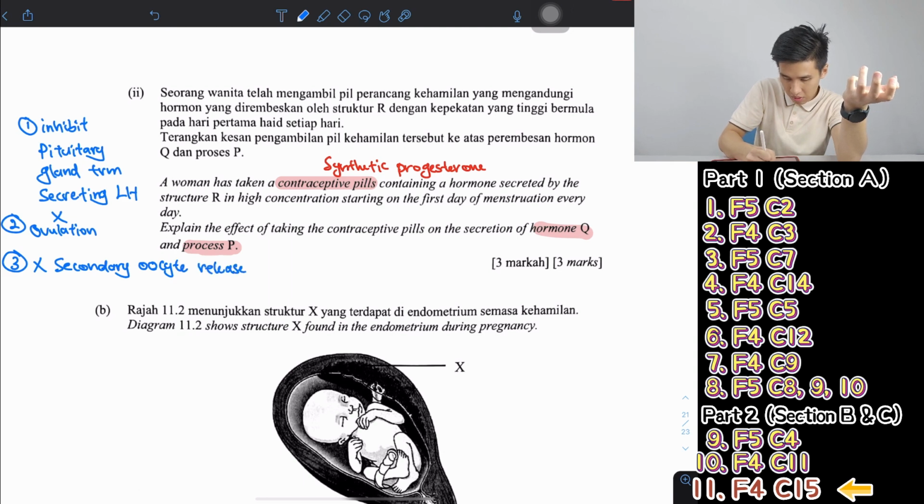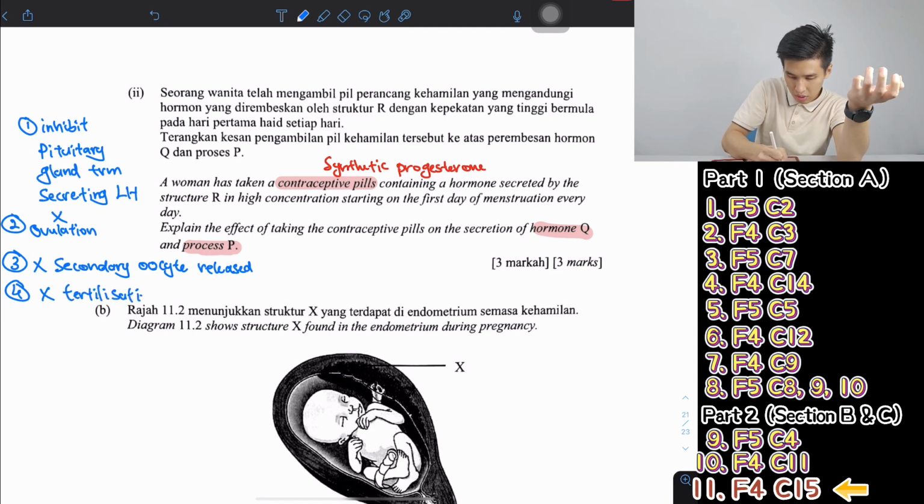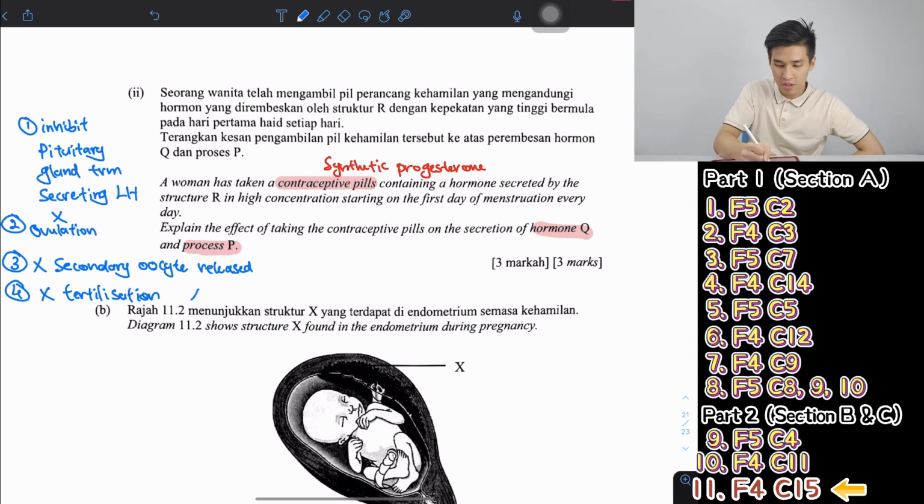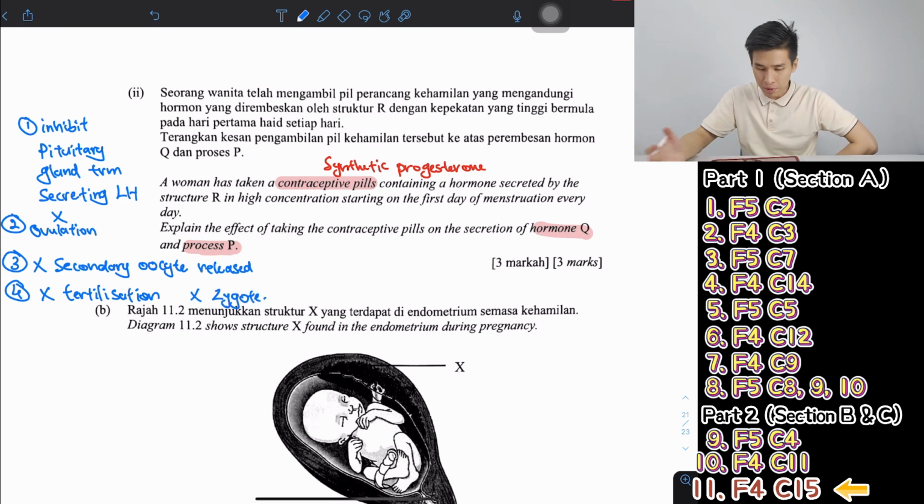So therefore, no fertilization occurs. No fertilization, no pregnancy, no zygote formed basically. Okay, so no fertilization, no zygote. You can even add that. Okay, so quite simple. You can pause and write it down yourself.